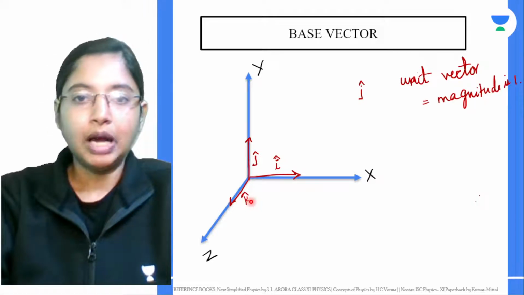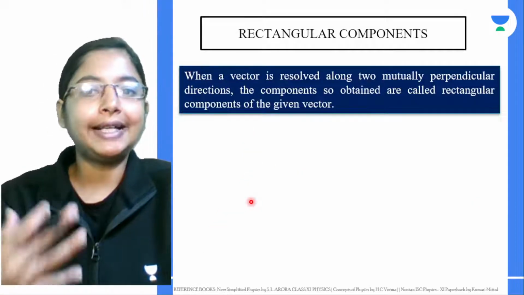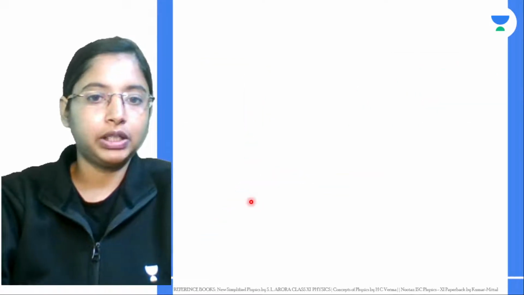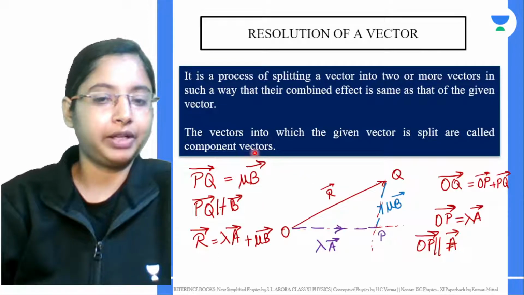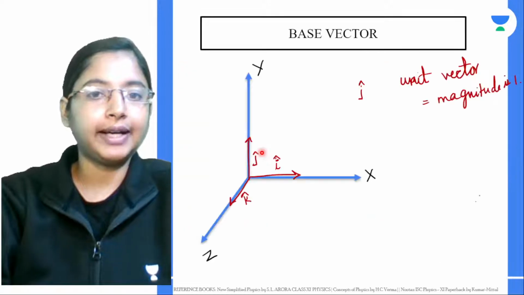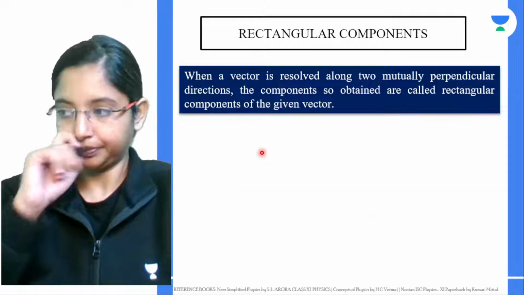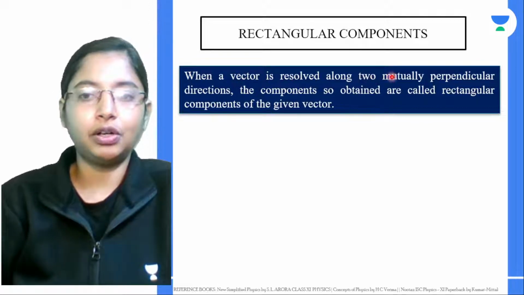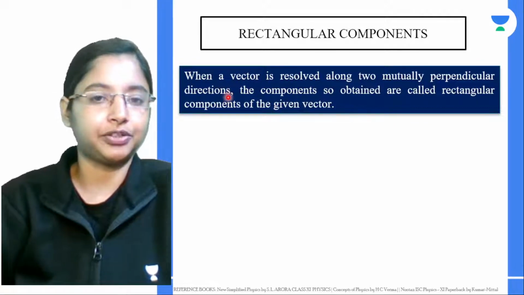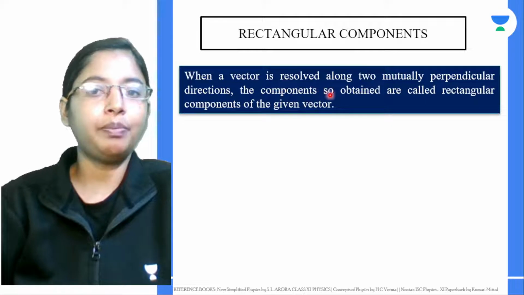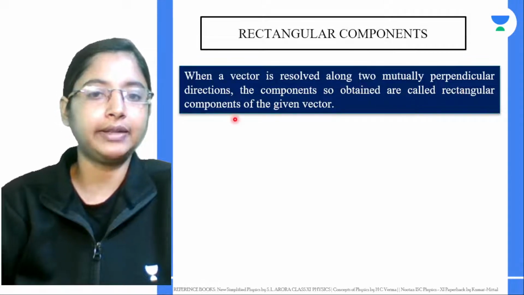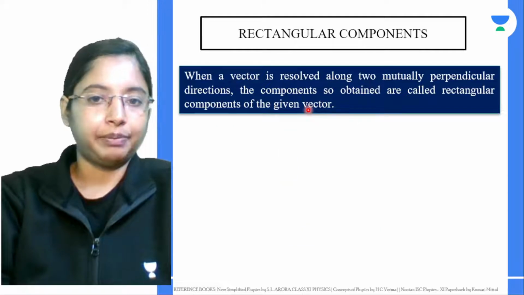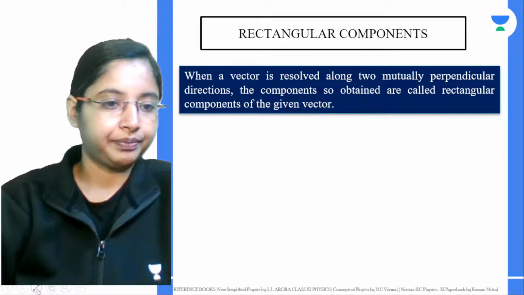Now, from here we'll see what are the rectangular components of a vector. We saw what are component vectors. Now, what are the rectangular components of a vector? When a vector is resolved along 2 mutually perpendicular directions, the components so obtained are called rectangular components of the given vector. For example, let's say we have a vector here.